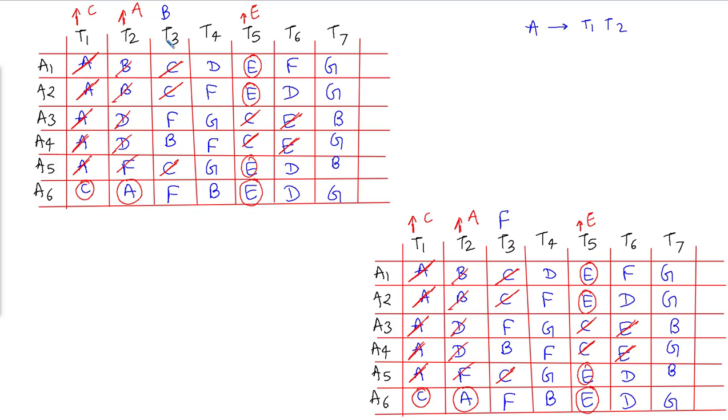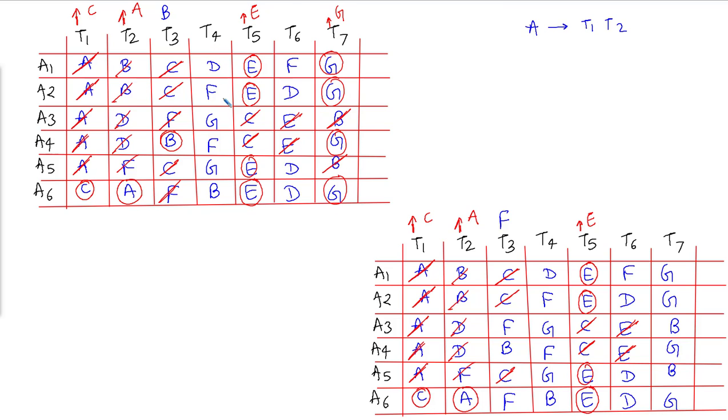In the first case I took terrorist T3 as B. So terrorist 7 cannot be B, so terrorist 7 becomes G.